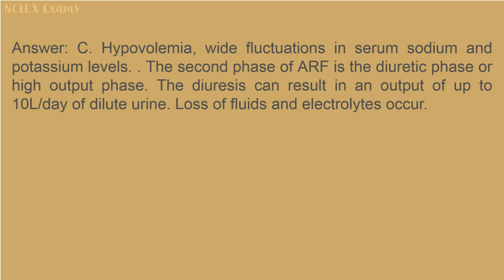Answer: C. Hypovolemia, wide fluctuations in serum sodium and potassium levels. The second phase of ARF is the diuretic phase or high output phase. The diuresis can result in an output of up to 10 liters/day of dilute urine. Loss of fluids and electrolytes occur.